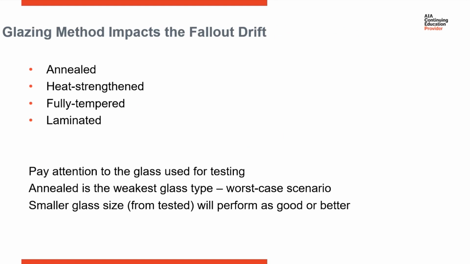Also, your glass has a big impact on the fallout drift. So remember, annealed glass is the weakest glass, laminated being the best glass. So annealed glass is going to give you a worst case scenario. Also, glass size has a big impact as well. So a smaller glass size than tested will perform as good or better. So if you have testing at a 5x10 system size, and your actual project is using 4'8" instead of 5'10", you know that you're going to get that same level of performance or better performance.